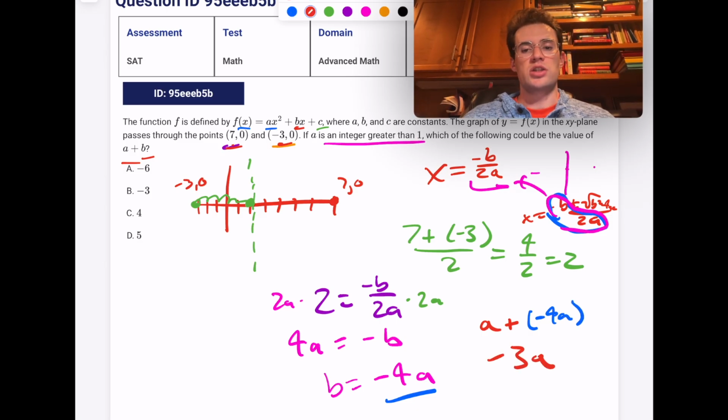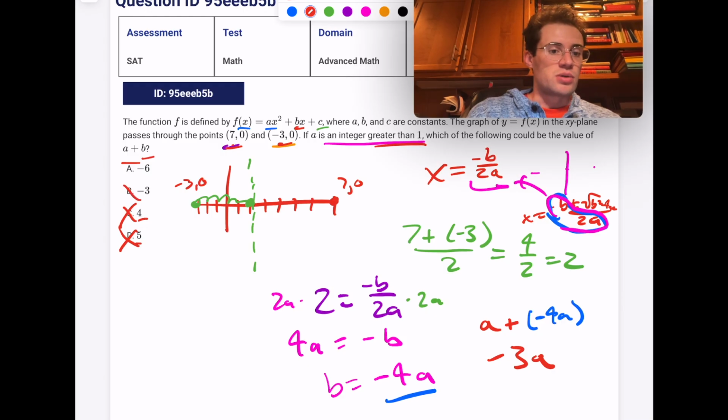All right, so we want to figure out which could be the value of negative 3a. And they said a is greater than 1. So to get either 5 or 4, you'd have to multiply negative 3 by another negative number. That'd give you a positive. But again, they said a is greater than 1. Negative numbers are not greater than 1. So we can immediately eliminate those. And then to get negative 3a to be equal to negative 3, a would have to be equal to 1 exactly. 1 is not greater than 1. 1 is equal to 1. So we know it's not that one.